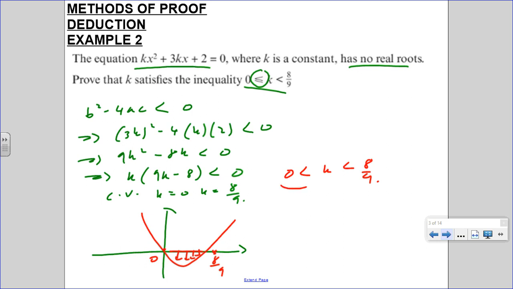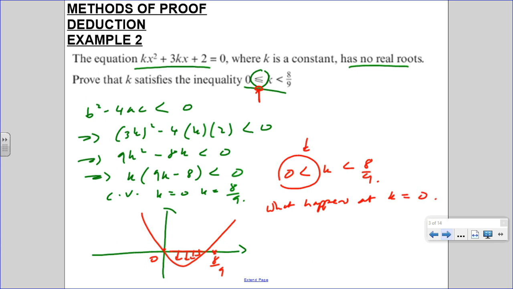But notice it's inclusive here, okay? It's inclusive. So what does that mean? Sorry, it's not inclusive here, but in the proof it wants us to prove it's inclusive. So we need to investigate what happens. So what is happening then at k equals 0?